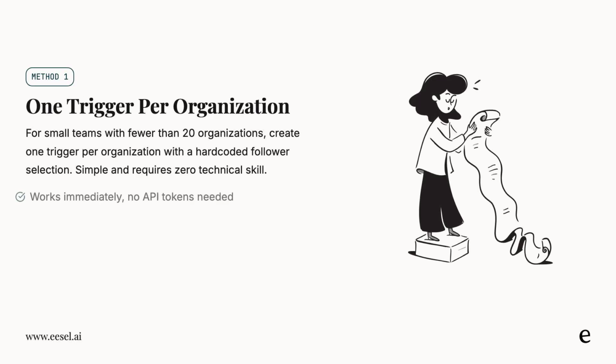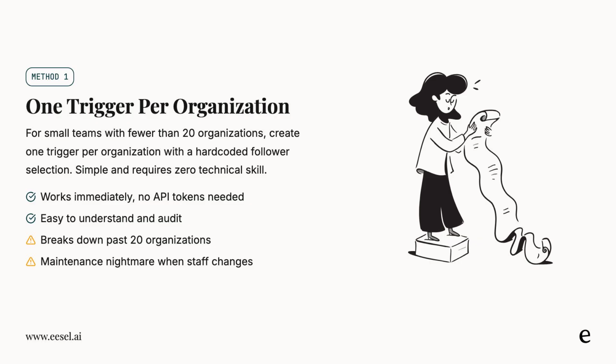Method 1 is the simplest. Create one trigger per organization with a hard-coded follower. No API tokens, no webhooks, just straightforward trigger logic. This works well for small teams, but hits a wall fast when you have more than 20 organizations.